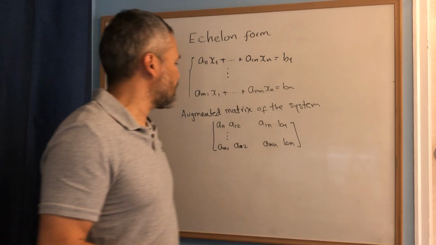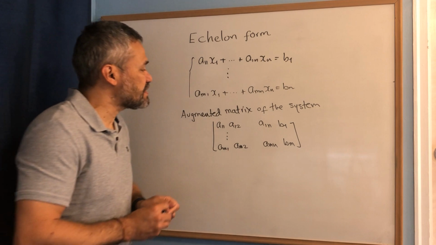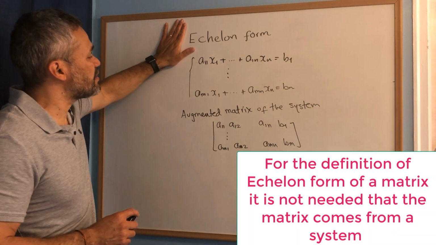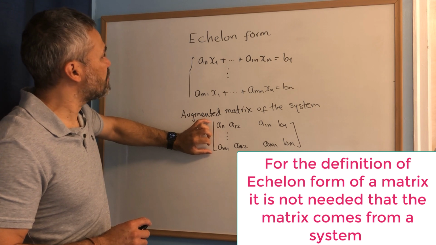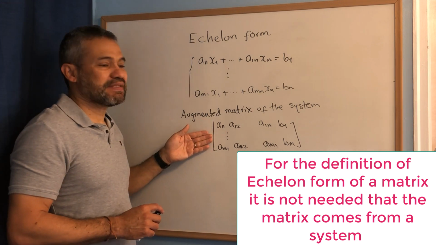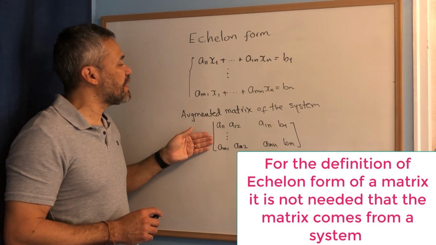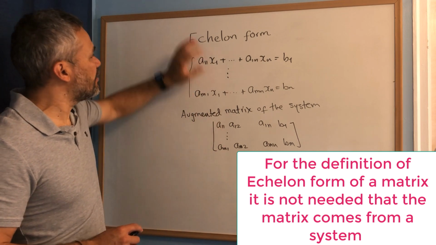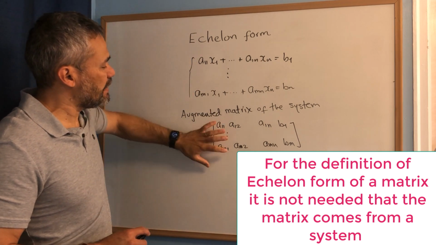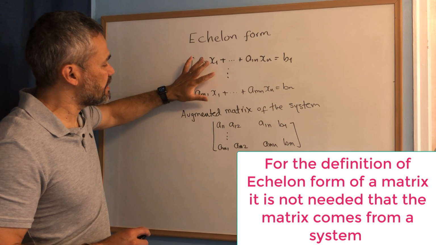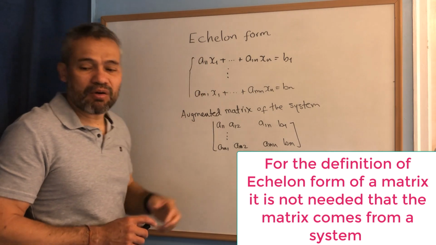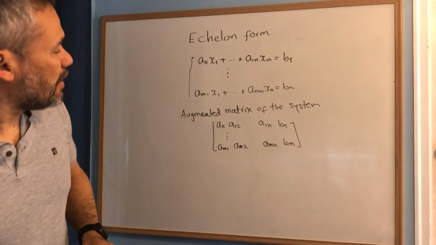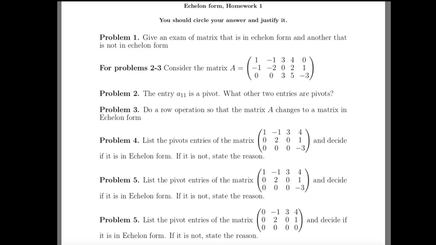That's the connection. But I would like to emphasize that when you think about the echelon form of a matrix, that matrix does not need to be linked with a system. The notion of echelon form is independent of whether that matrix comes from a system or not. Please do this homework.